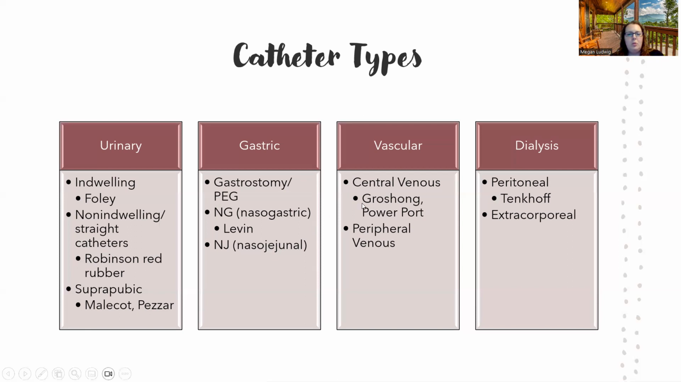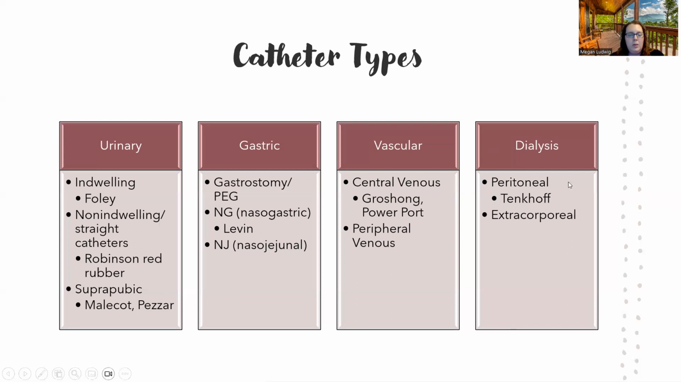For central, the Groshong and PowerPort are for these types of patients, maybe they're on chemotherapy or they have long-term therapy that they don't want to just keep sticking them over and over again to maybe draw blood or put in medicine. So they can put these, they kind of burrow under the skin, but they gain access into the vessel. So you'll see those.